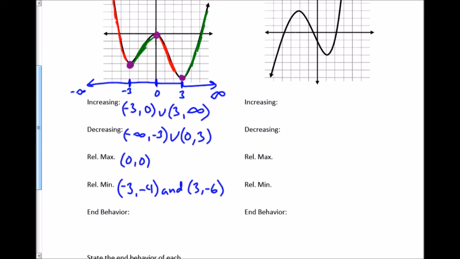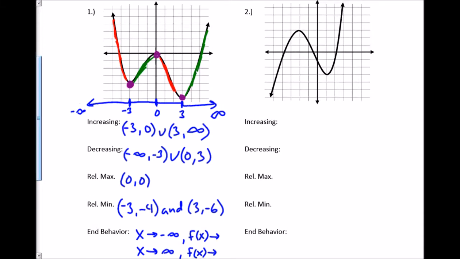And then end behavior. End behavior I always describe in terms of what x is doing and then what y is doing. So I look at it as x is going to negative infinity and then as x is going to positive infinity. And really, that's how we define end behavior, is what the function does as x goes to plus or minus infinity. So now when I look at this, as x goes to negative infinity, essentially I'm looking at the left side of my graph. So I'm looking at this piece right here. And I just look at the arrow on that end. The arrow is going up, so my f of x is going to positive infinity.